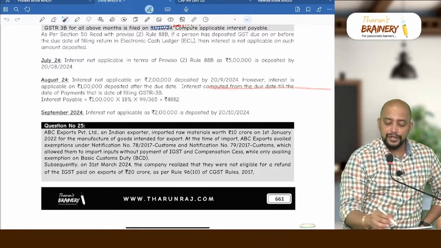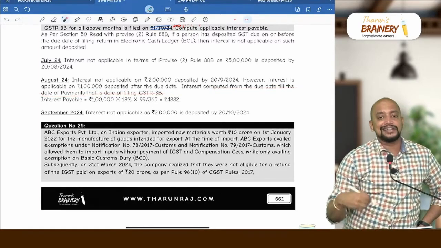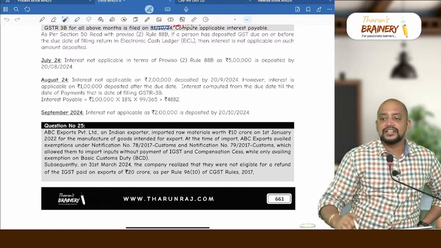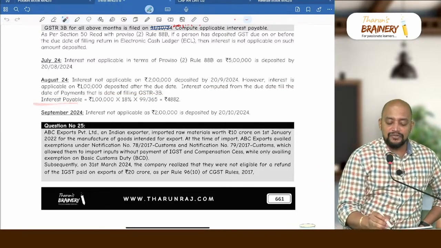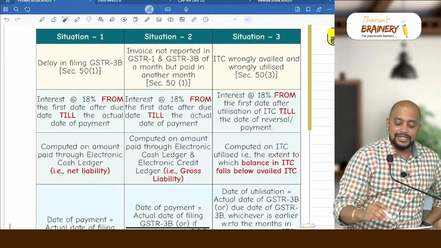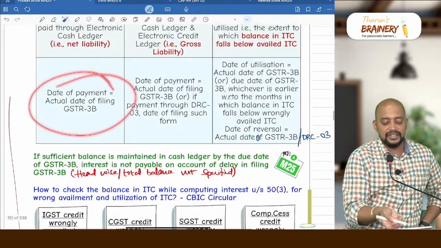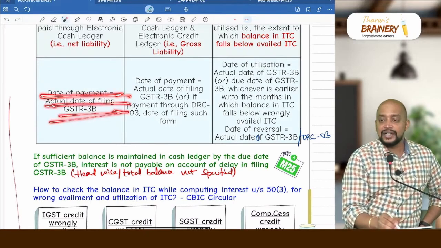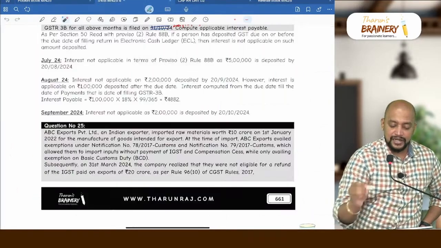Interest is computed from the due date till the date of payment, that is the date of filing 3B, because the date of payment of tax is the date of filing 3B only. And interest payable will be 1 lakh into 18% into 99 by 365. Where is it given? The date of payment is the date of filing 3B. Clearly I have given. Date of payment will be taken as the actual date of filing 3B because of that reason.